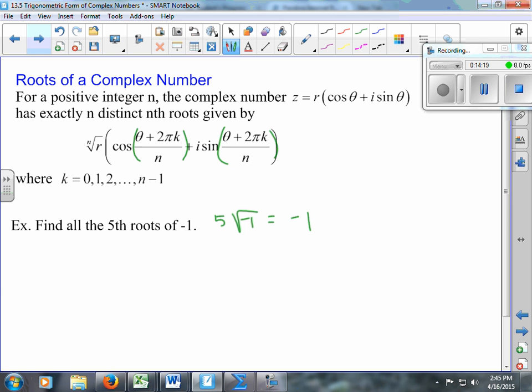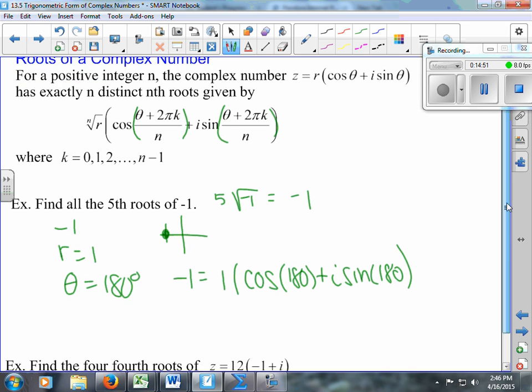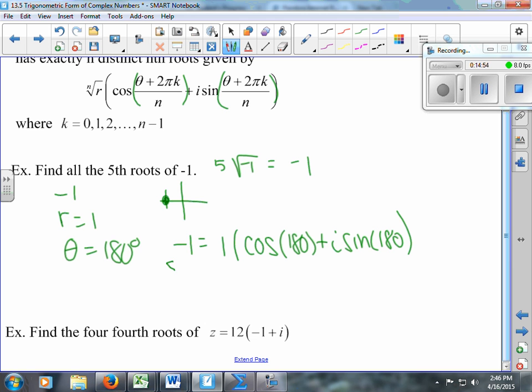To do this, we're going to have to write -1 in trig form. So -1 has an r of 1 and a theta of 180 degrees, right? Because -1 is right here on the x-axis. And so now that I have r and theta, written in trig form, -1 equals 1 times the cosine of 180 plus i sine of 180. Okay, so now to do the fifth root of negative 1 and to get all of those answers, I have to do k equals 0, 1, 2, 3, all the way up to 4.